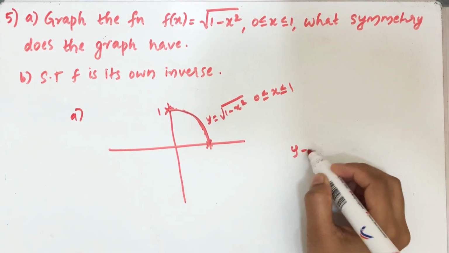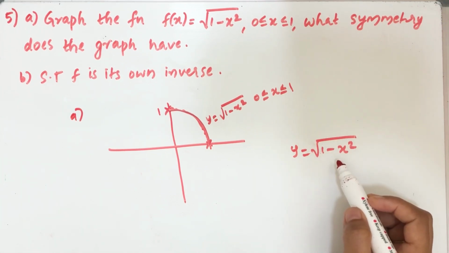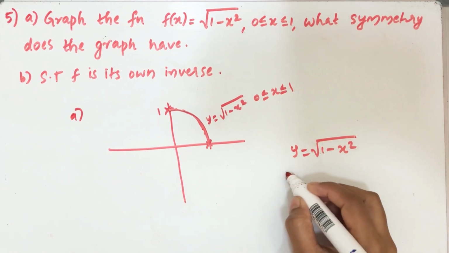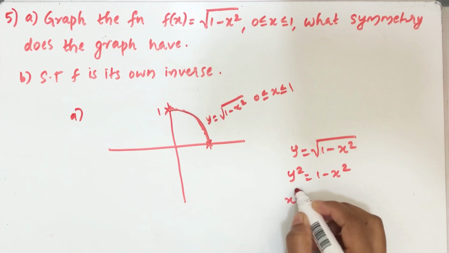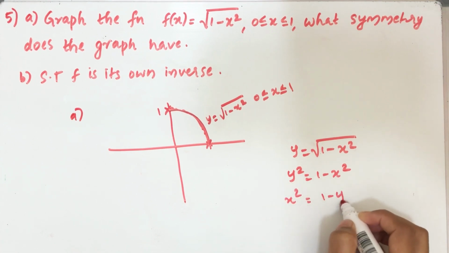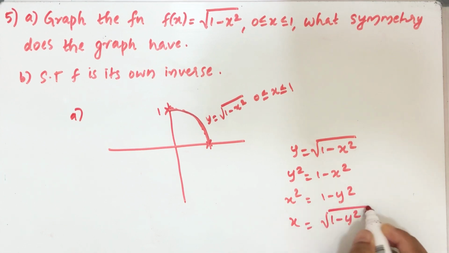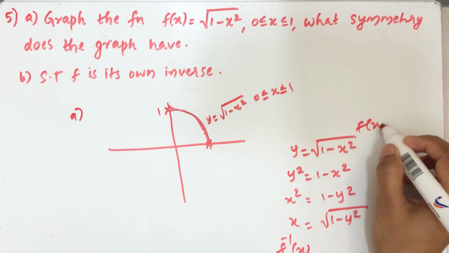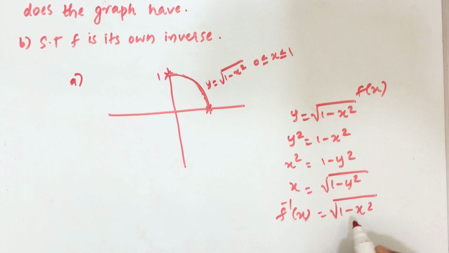Here y equal to root of 1 minus x square. To find the inverse, the first step is to find x in terms of y. Squaring, we get y square is equal to 1 minus x square, that is x square is equal to 1 minus y square, or x is equal to root of 1 minus y square. Therefore, we can say if this is the function f of x, then f inverse of x is equal to root of 1 minus x square. So f is its own inverse.